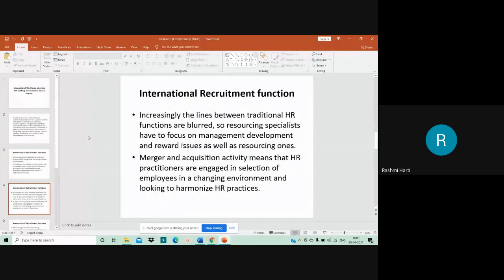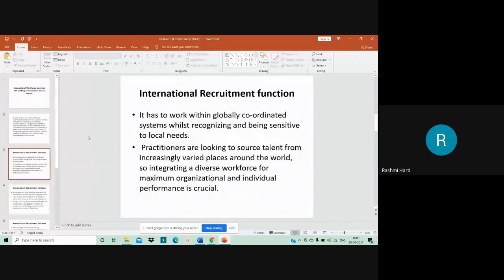If you could see here, my dear students, international recruitment function aims at globally coordinating systems, while recognizing the local needs also. One. Second, they look into sourcing the talents from increasingly varied places around the world. They try to identify the competent people across the globe and try to maximize the organizational efficiency, and individual performance becomes very crucial here.